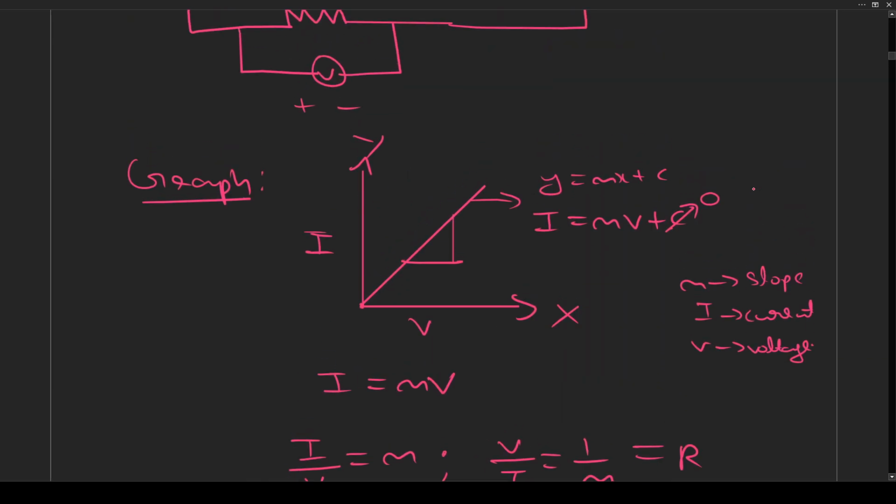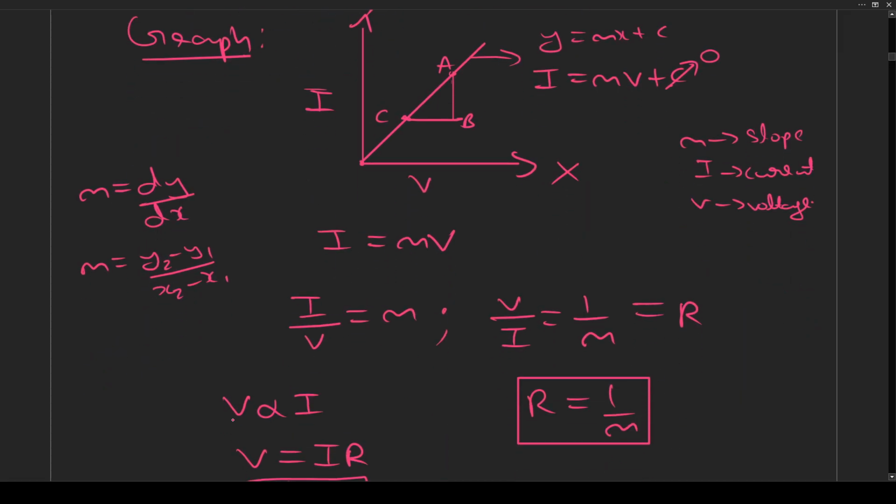As for how we should calculate slope, if we assume this as ABC, just connecting two random points, let's assume I got some readings here. Now connecting these random points, we will get this triangle here. Now slope equals dy by dx, or y2 minus y1 by x2 minus x1. That is basically from our ABC, we will get it as AB by BC. Our slope is AB by BC, and from this we will get 1 by M, which is equals to resistance.